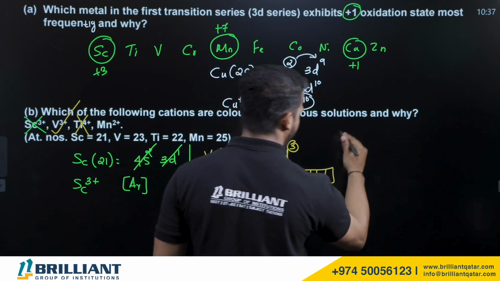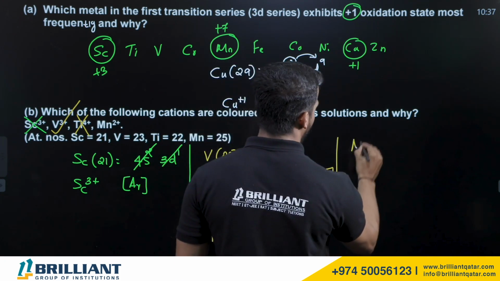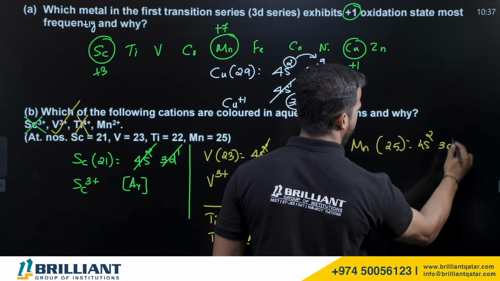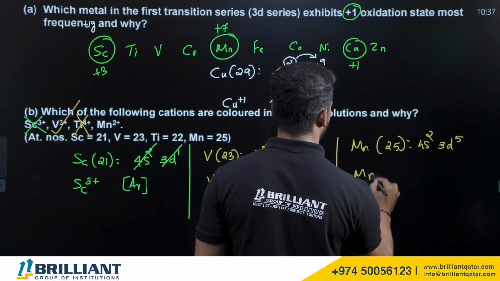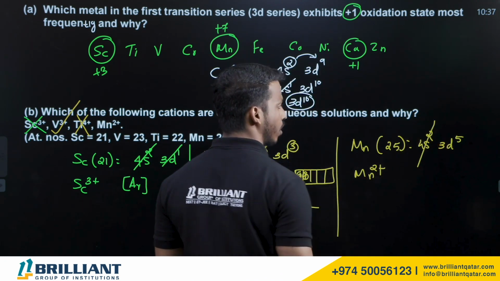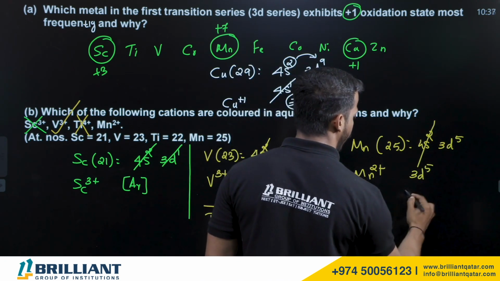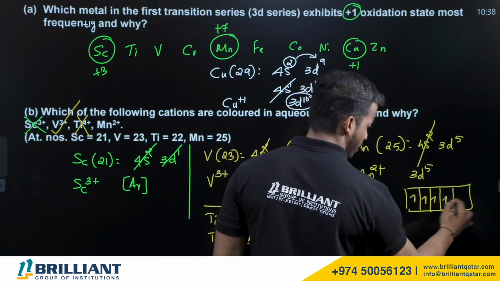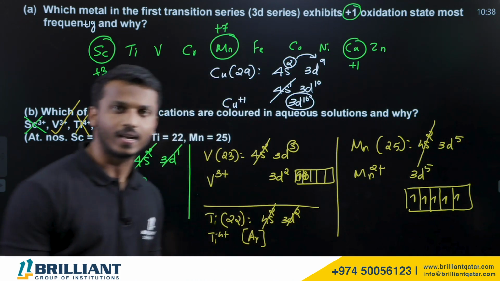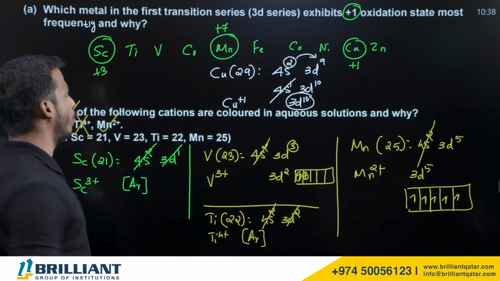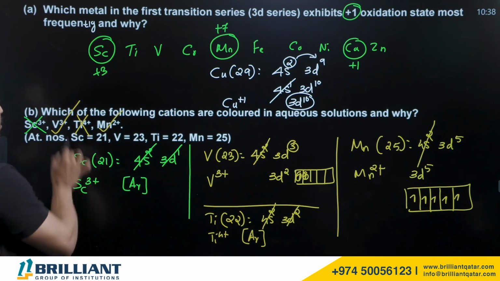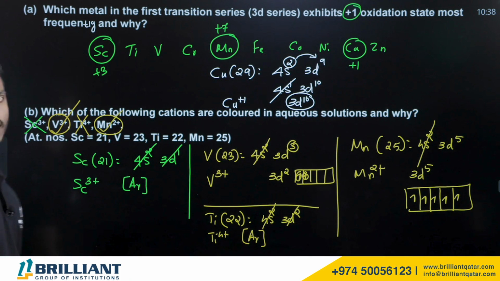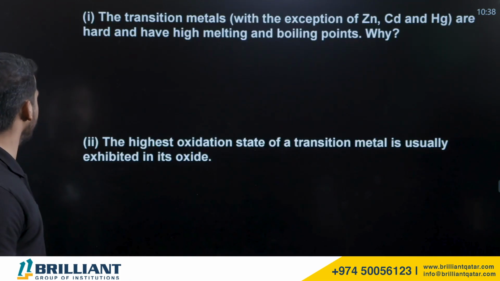Let's go to the last one. Manganese, Mn, atomic number 25. So the configuration is 4s2 3d5. Here they gave Mn2+. Mn2+ means lose the outermost 2 electrons. Remaining is 3d5, which means the d orbital has a total of 5 unpaired electrons. If unpaired electrons are there, it can show color. So which of the following cations are colored? Vanadium 3+ and Mn2+ are colored. Scandium and titanium are colorless.